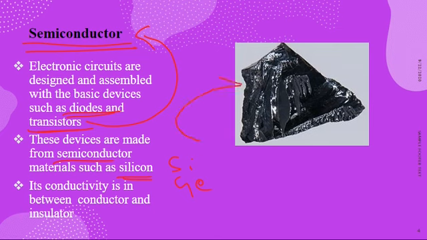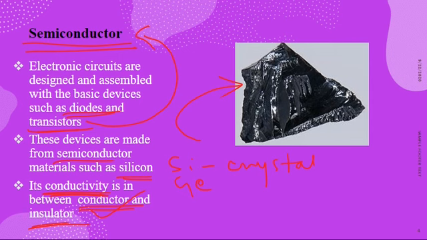On the right side, you can see a crystal, which is nothing but silicon crystal, out of which semiconductor is made. Now, what is the most important property of semiconductor? The most important property is its conductivity. Its conductivity can be increased or decreased by adding impurities to the semiconductor material, and its conductivity also lies between conductor and insulator.